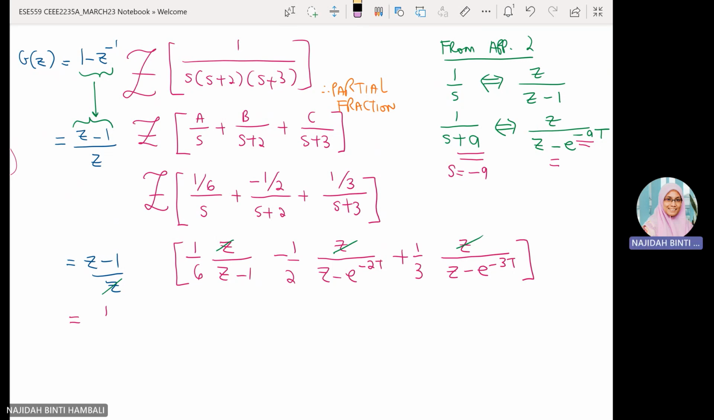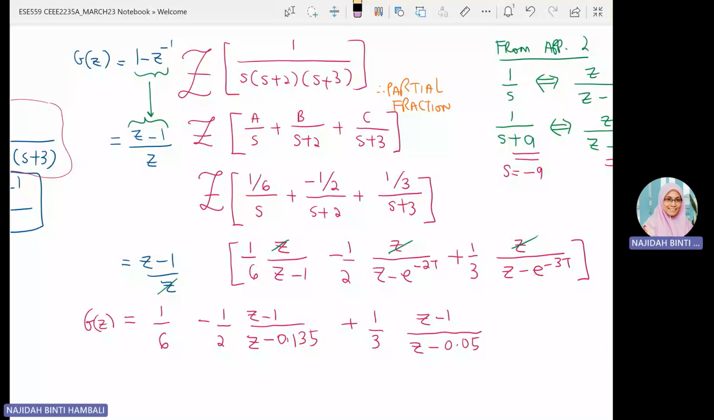Z negative 1. Ni careful, you ada bracket negative 3 sama dengan 0.05. 49.98. This is your GZ.